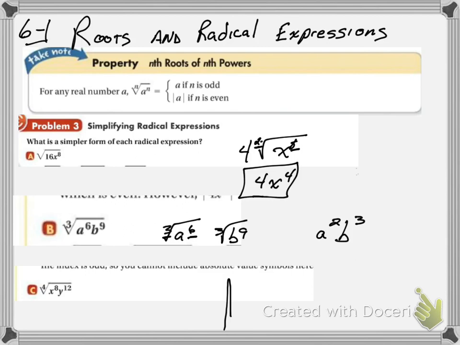Now see here again, it comes down into the 4th root of x to the 8th. You can break it up like this again if you want to, but all I'm going to do is take and divide 8 by 4, which gives me x squared, and 12 by 4, which gives me y cubed. Okay?